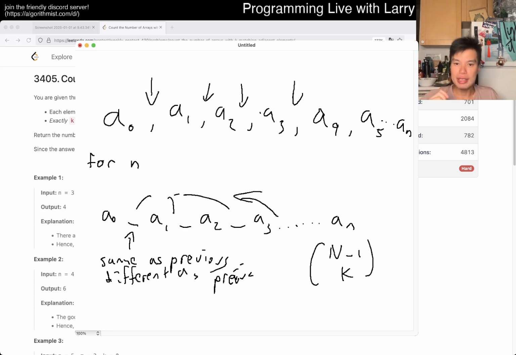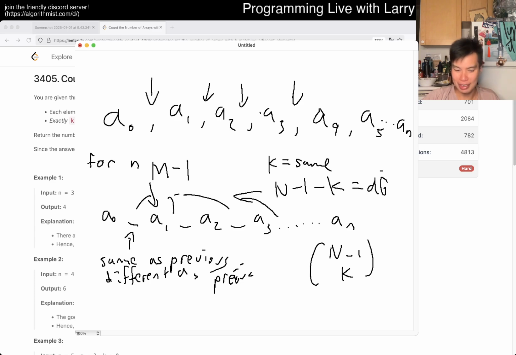Now we have to incorporate the m. What happens if they're the same? If they're the same, then there's no choice for the next number. But if they're not the same, there are m minus 1 choices, because if they're not the same, then one of the numbers you cannot choose. And how many of these do we have? We have k of them that are the same, so that means n minus 1 minus k are different.